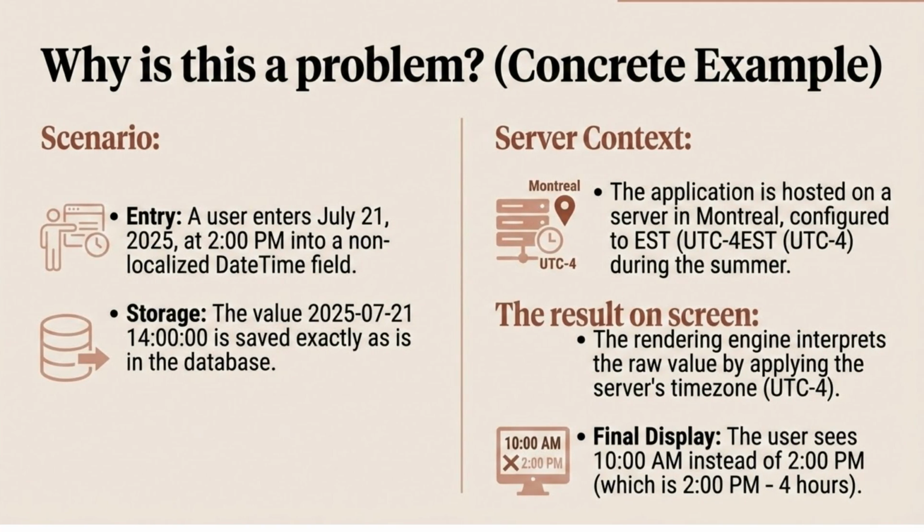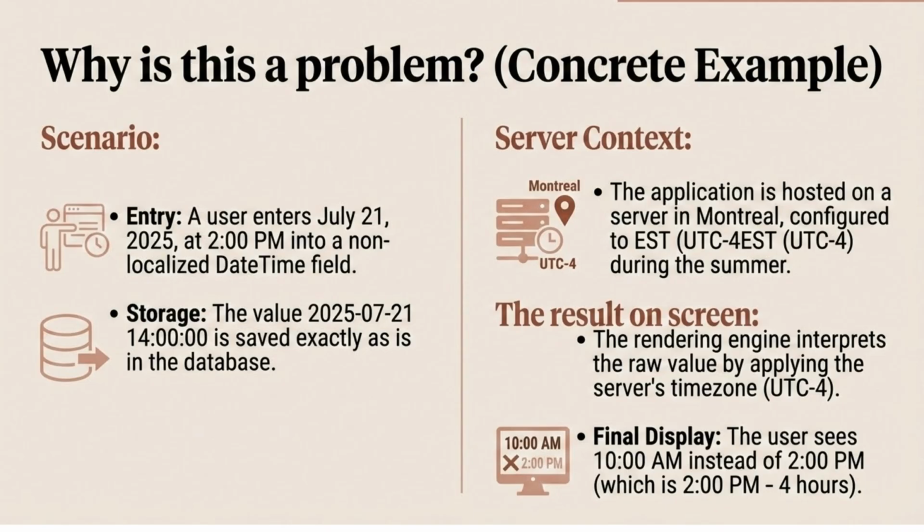To make this concept more concrete, let's look at a specific example. Imagine a user schedules an event for July 21, 2025 at 2 p.m. Since they are using a non-localized attribute, they expect 1400 to remain 1400 across the board. At the database level, everything looks fine. The value is stored as is, without any transformation.